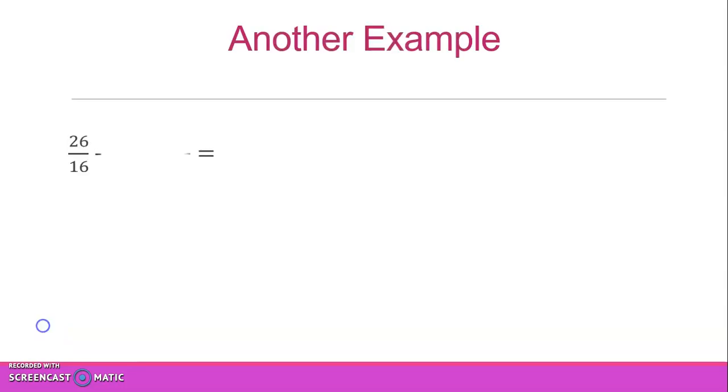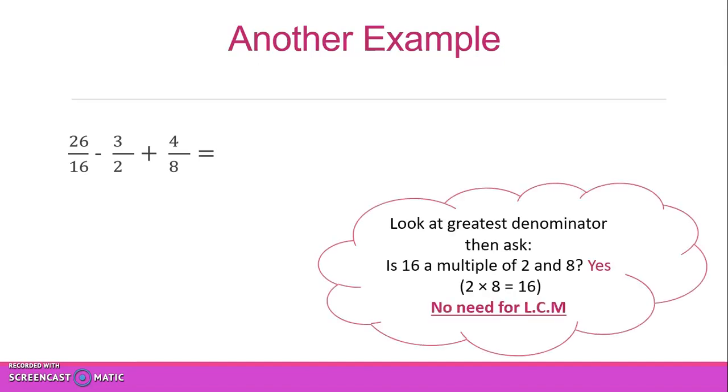Another example, 26 over 16 minus 3 over 2 plus 4 over 8. We look at the greatest denominator, which is 16. Then we ask ourselves, is 16 a multiple of 2 and 8? Yes, because 2 times 8 is equal to 16. Then, no need for LCM.